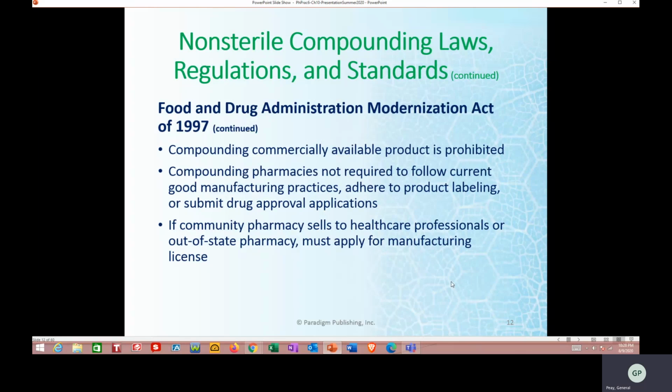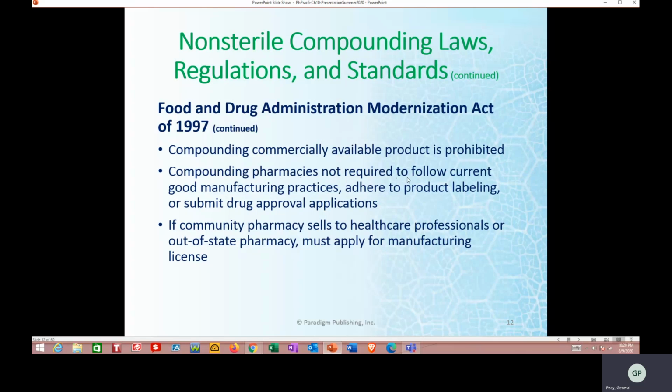But again, if the doctor writes for metformin 500 milligram and that's commercially available in tablet form, you have to use the commercially available form unless the patient cannot swallow tablets. So these are the other rules. You can look these over.